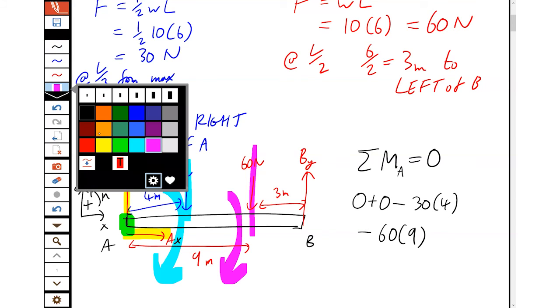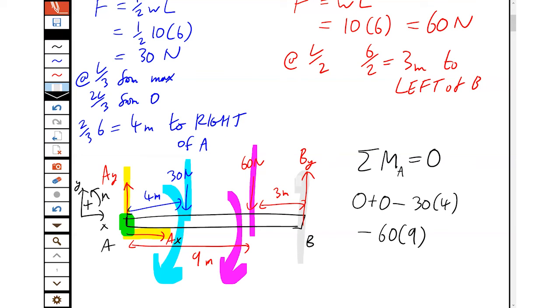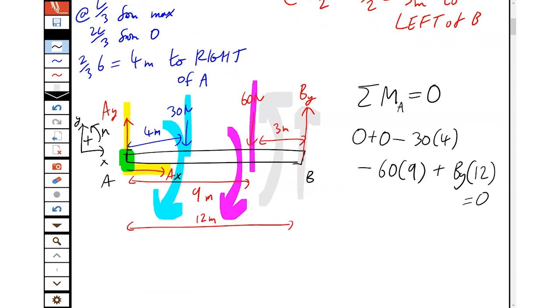And finally, BY, the full 12 meters away, because that's the length of AB. Always complete our little diagrams. And that is turning counterclockwise around A, so that is positive, equals 0. One equation, one unknown. So we find BY is 55 newtons. That's positive, so it's in the direction we drew up.